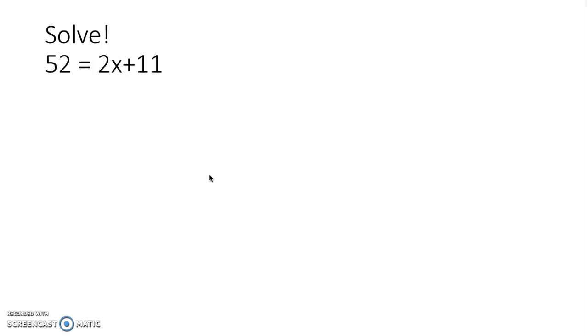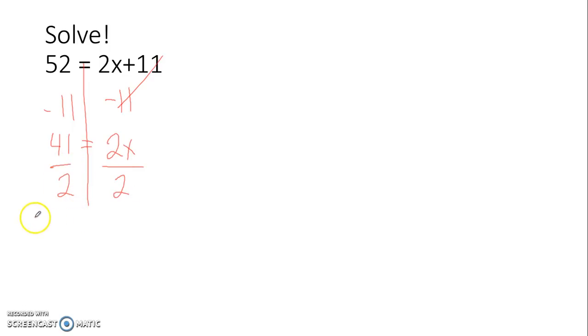So let's solve that equation together. Now we've been doing this over and over again. First things first, subtract the 11 from both sides. Subtract the constant. 52 minus 11 is 41. Bring down the equal sign. The 11s cancel out. That leaves us just with 2x. To undo the 2x, we need to divide both sides by 2.